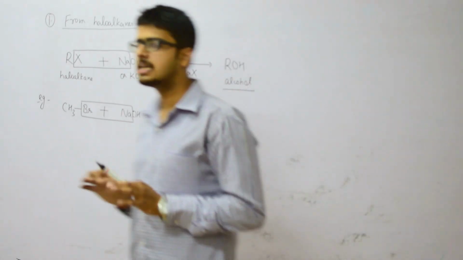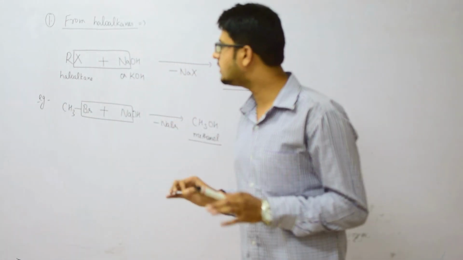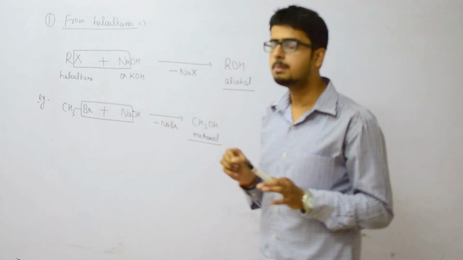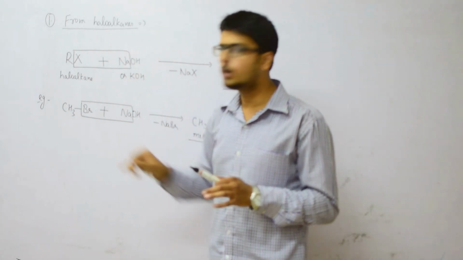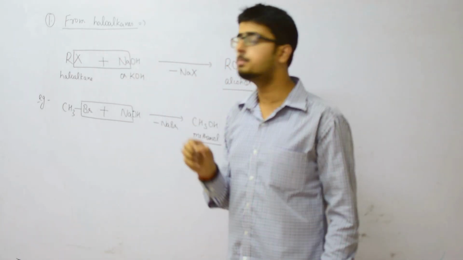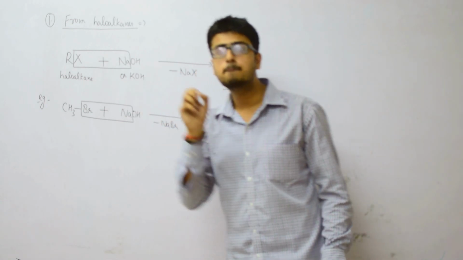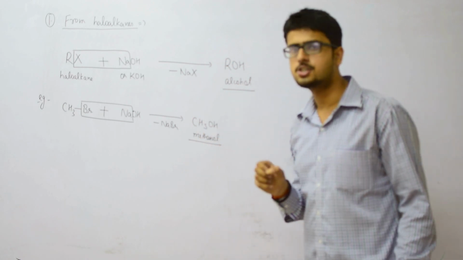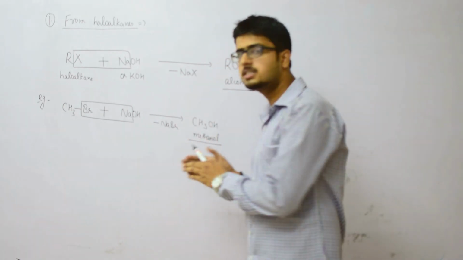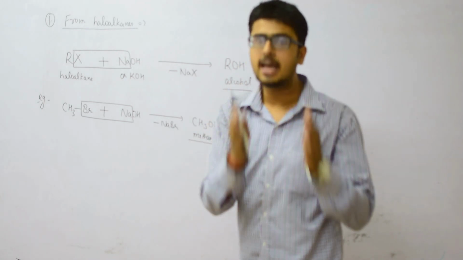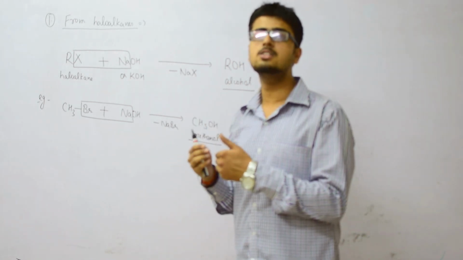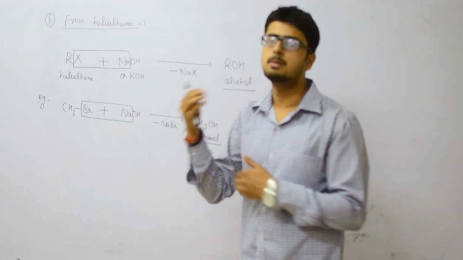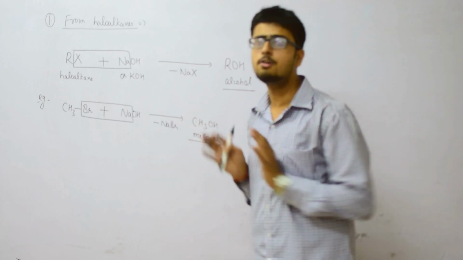But this process has a limitation. The limitation is that for the preparation of alcohols from haloalkanes, the haloalkane should be primary. If the haloalkane is secondary or tertiary, then the compound will change. We should normally get alcohol, but the mechanism will change. The mechanism will turn to elimination, and the compound will be an alkene instead of alcohol.